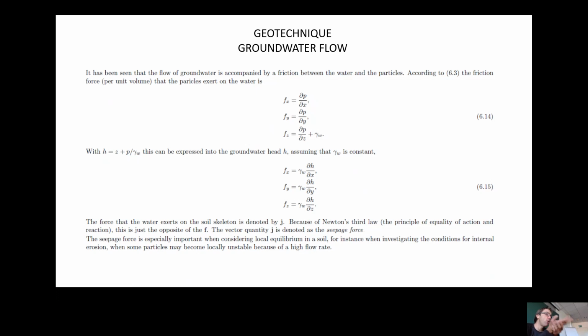The force that water exerts on the soil skeleton is denoted by J, because of Newton's third law, the principle of equality of action and reaction, it is just the opposite of the force. So the vector quantity J is adopted as the seepage force. It's just a vector to say that we are talking about a force instead of a J. So here we can also rewrite the force equal gamma W per H point J.